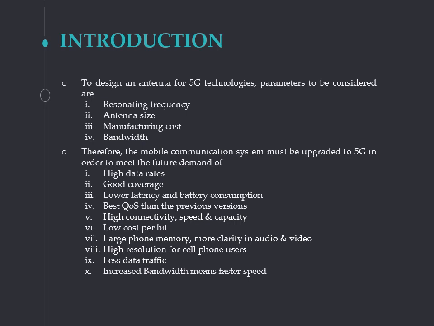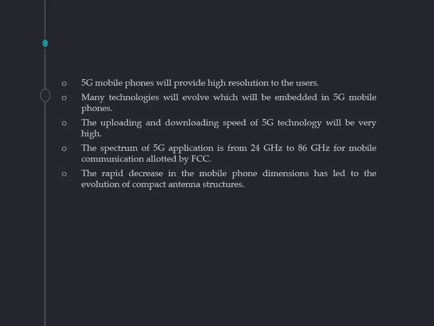Introduction. For designing an antenna, we consider parameters like resonating frequency, antenna size, manufacturing cost, and bandwidth. All these meet the future demand like good coverage, low cost, best quality of service than the previous versions, high connectivity, speed and capacity, low cost per bit, less data traffic, and many other demands. One more advantage is that 5G mobile phones will provide high resolution to the users and lead to a decrease in mobile phone dimensions.